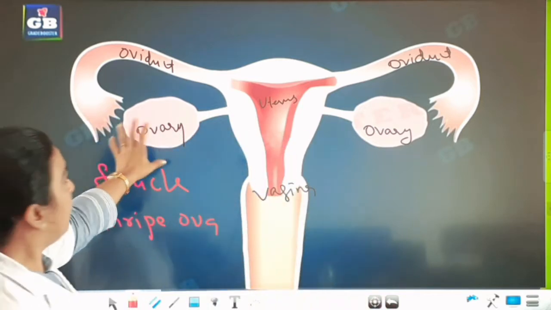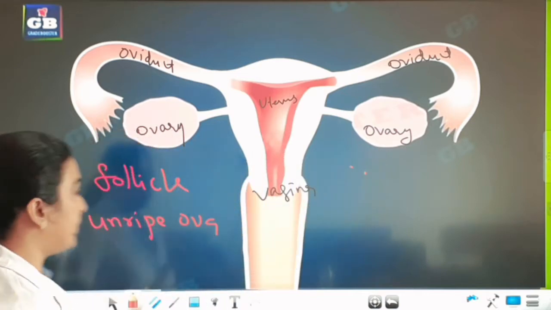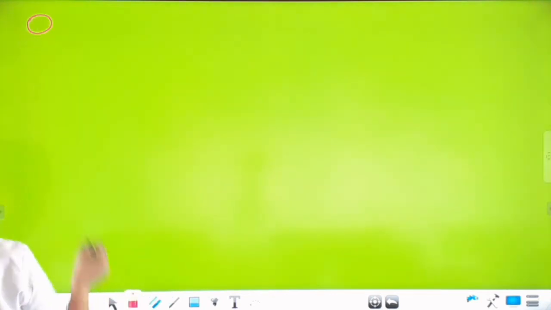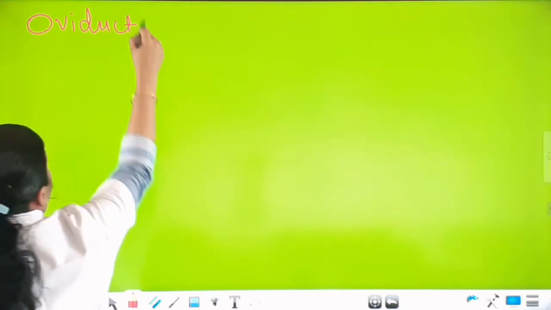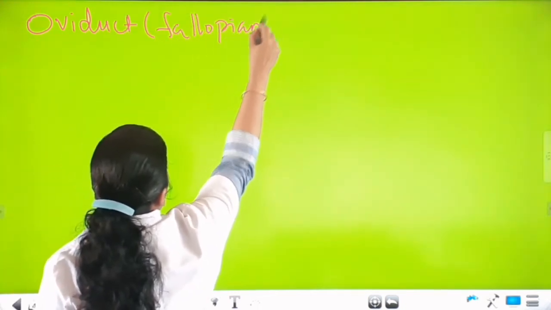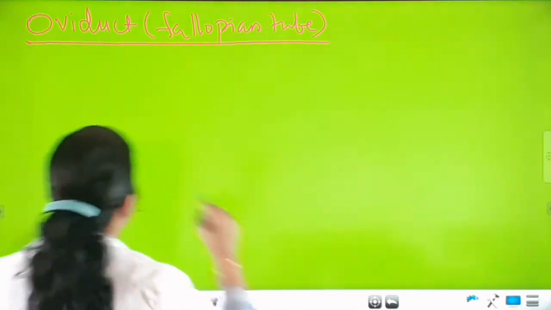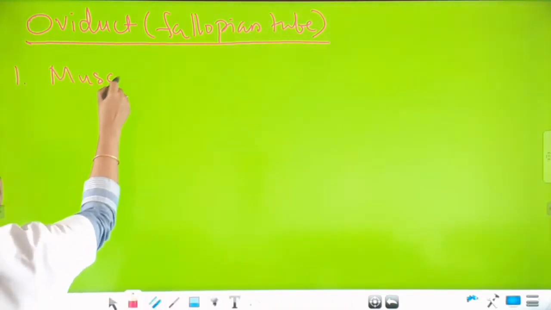Now we can see the ovary structure. Is it clear about the ovaries, the points? Now we can see the next organ, that is the oviduct, or fallopian tube. On either side of the ovaries, there is a muscular tube starting from the ovary and ending in the uterus. So we can say oviducts are muscular tubes. They are a paired structure that connects the ovary with the uterus.